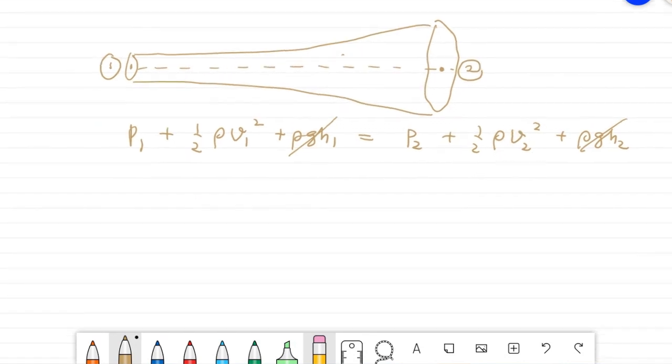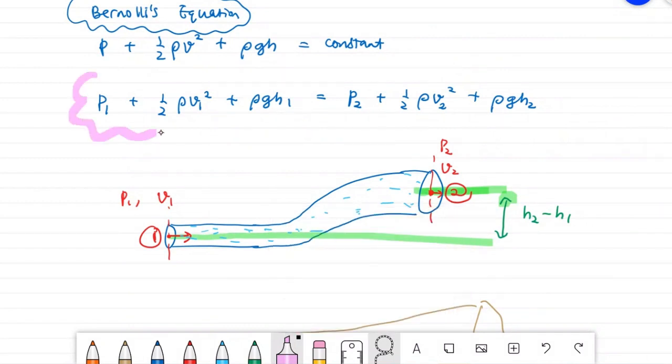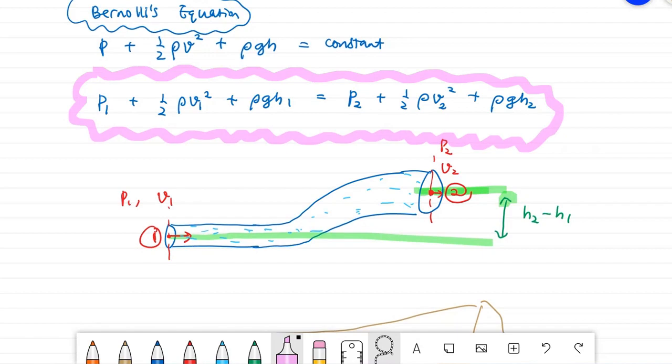That's why when the speed V is higher, what happens to the pressure? The pressure is lower. Because P plus half rho V squared must be equal to a constant. So if this one is higher, this one must be lower so that you can make this summation a constant. V higher, P will be lower. Bernoulli equation: P plus half rho V squared plus rho g h is a constant.